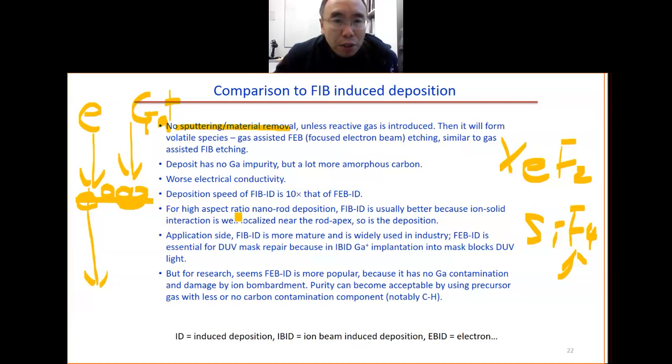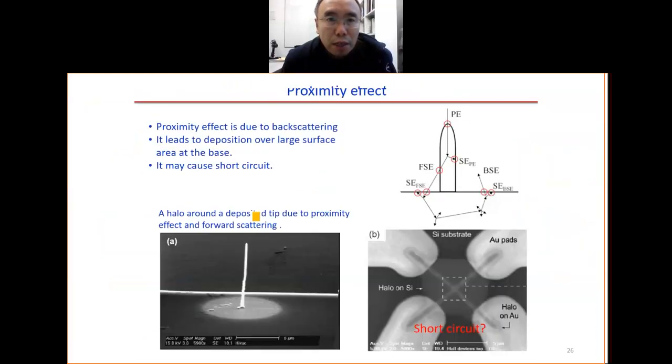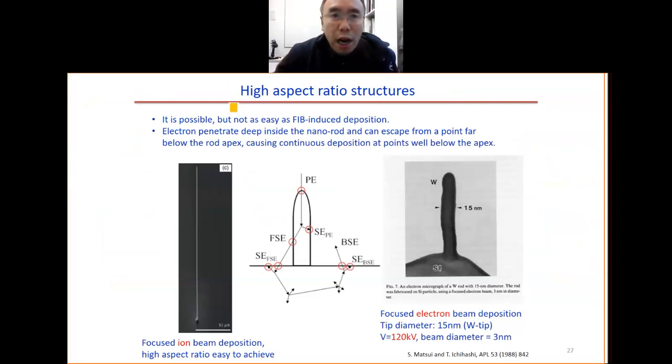So for the high aspect ratio structures, ion beam induced separation is better than the electron beam induced separation. We have a slide on this later on. Look at this one. This is the high aspect ratio separation. For the ion beam, we have seen this structure, which has a 40 nanometer diameter and 45 micrometer height. This is extremely high aspect ratio. This is possible for the ion beam, because when we have the ion beam like gallium ion, the interaction will be very localized.